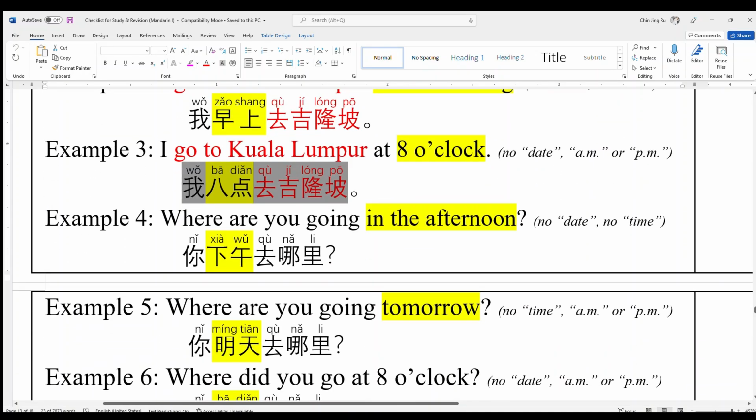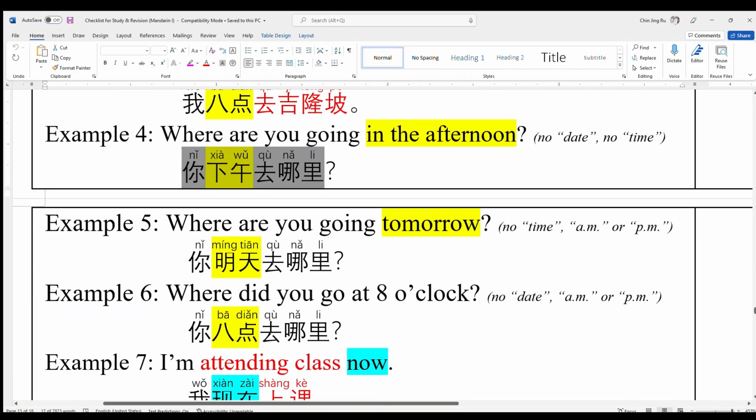Okay, now all of these are sentence, statement. You can also do the same thing for question as well. Follow the same structure. So for example, where are you going in the afternoon? You see, same thing happens again. I didn't mention what day, I didn't mention what time. It's just, I know that I just want to ask about afternoon. What is your plan? So I say, 你下午去哪里? Yeah, repeat after me. 你下午去哪里? Where are you going in the afternoon?